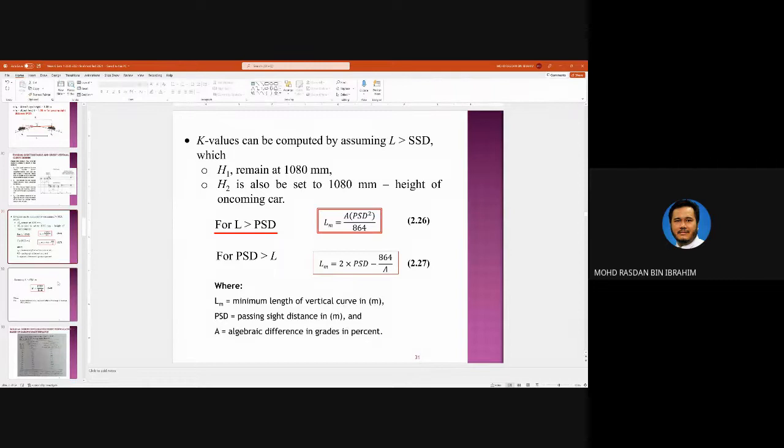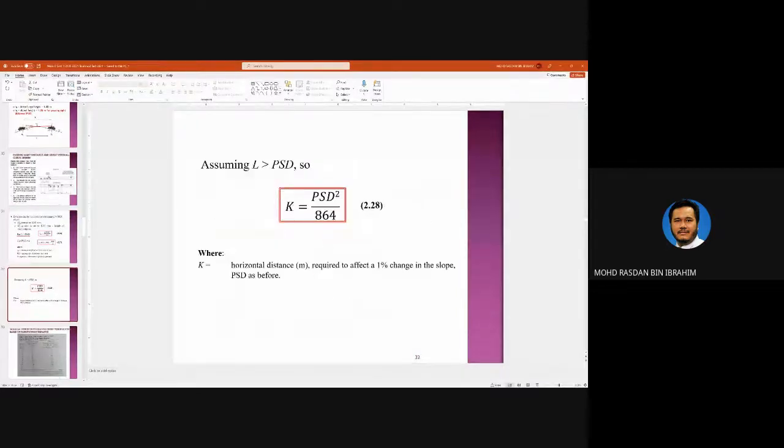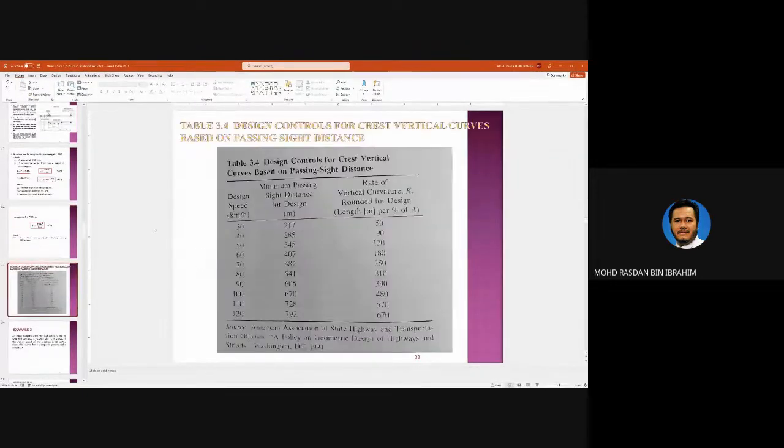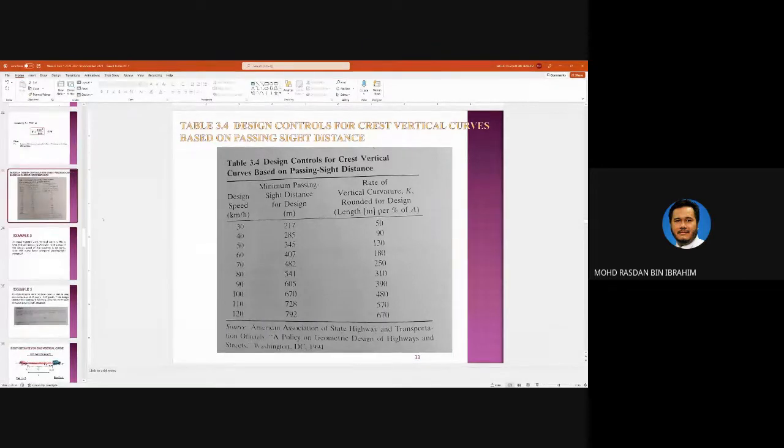And the K value is this, assuming L is more than PSD. K value is this. And this table gives you the K value for passing sight distance. So this is the design speed, this is the minimum passing sight distance, and this is the K value for crest vertical curve. Of course, it is just for crest.